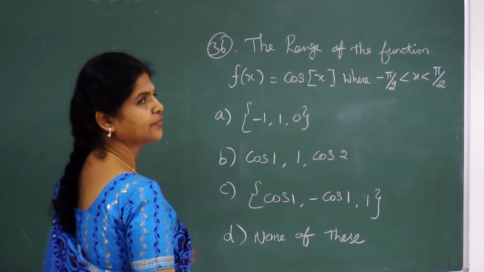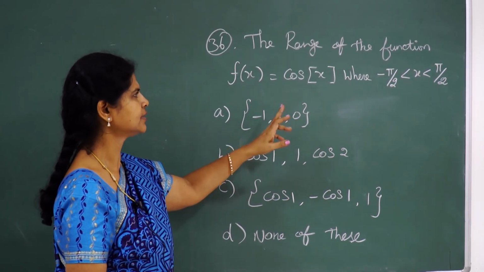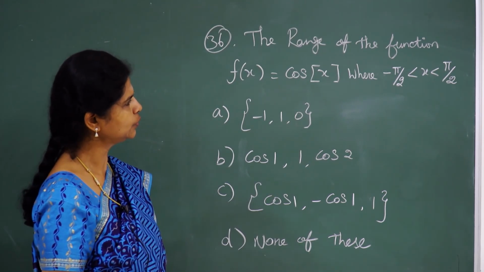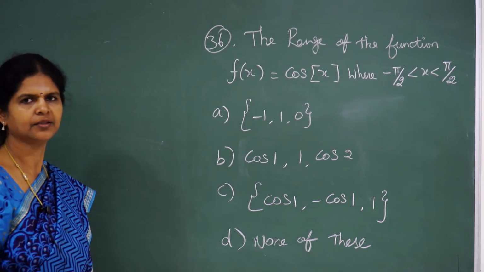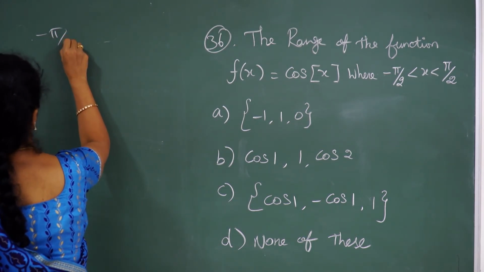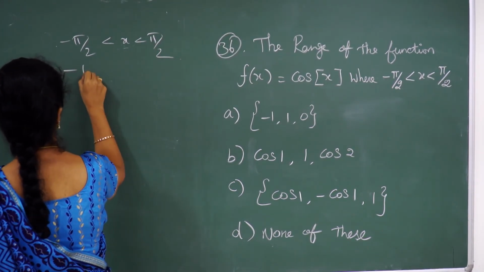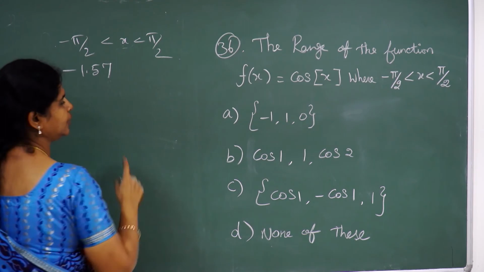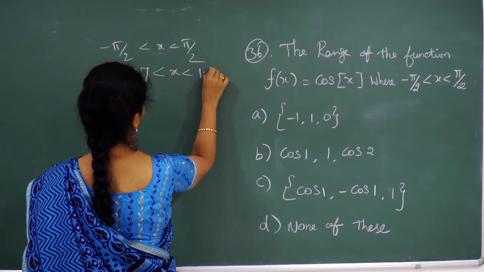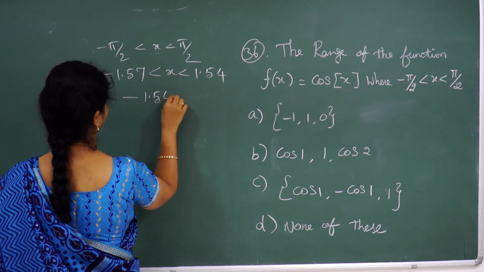Okay, next you have to find the range of the function cos of the greatest integer of x, and the domain is given as the interval from minus pi by 2 to plus pi by 2. So pi value is 3.14. Okay, so minus pi by 2 less than x less than pi by 2 implies it lies between minus 1.57 and 1.57, 3.14 divided by 2. So split the intervals.